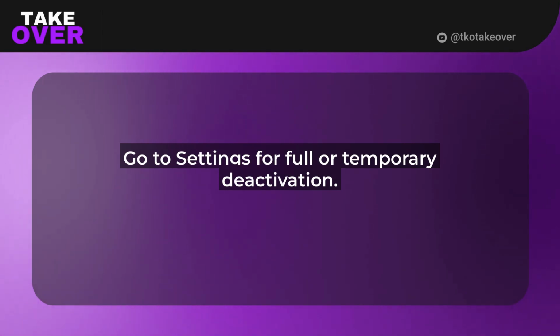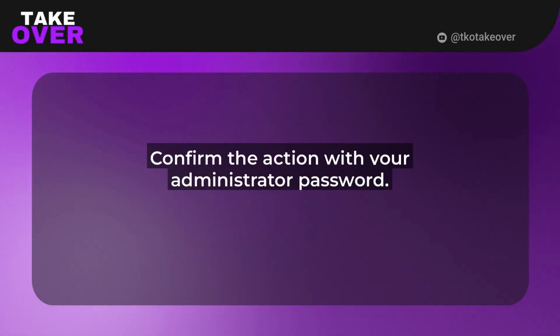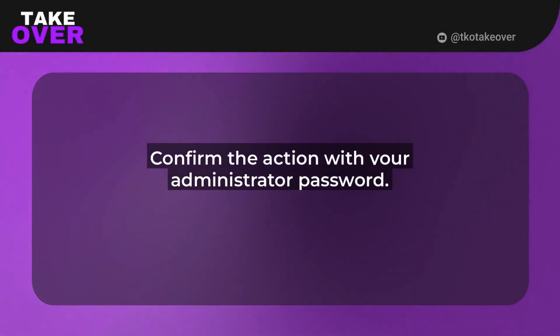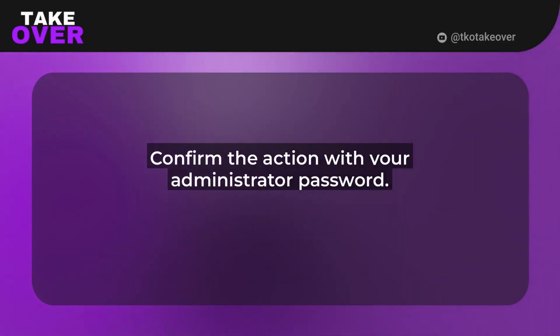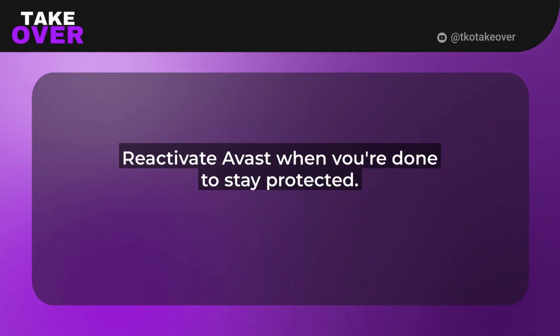If you want to deactivate the entire antivirus, go to Settings from the main menu. In Settings, navigate to General or Troubleshooting. You'll find an option like Disable for a while or Turn off protection. Select your desired duration, such as 15 minutes or an hour, and confirm the action. Avast might prompt you for your administrator password to proceed. Enter it to complete the process. And just like that, Avast is deactivated.